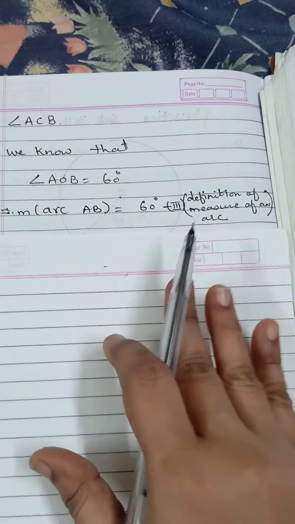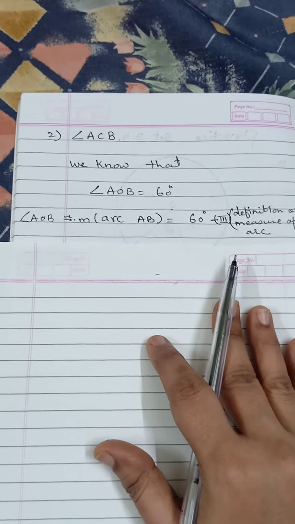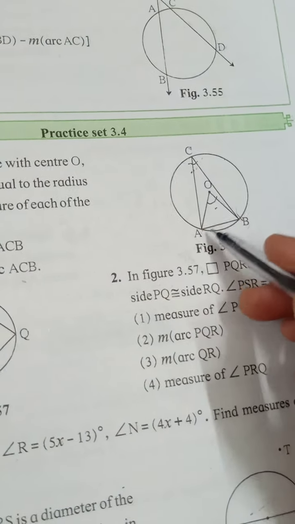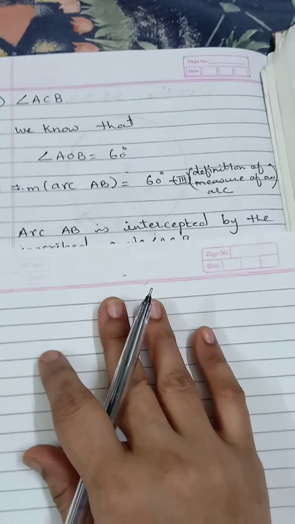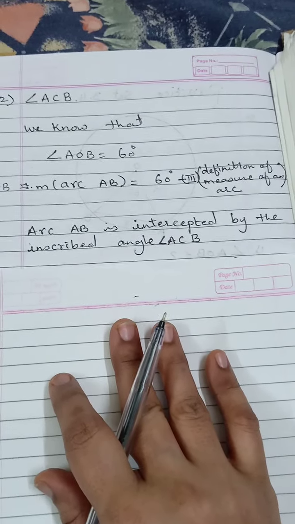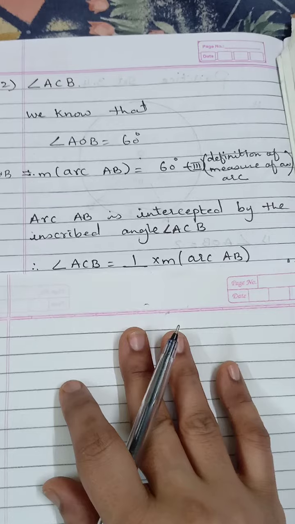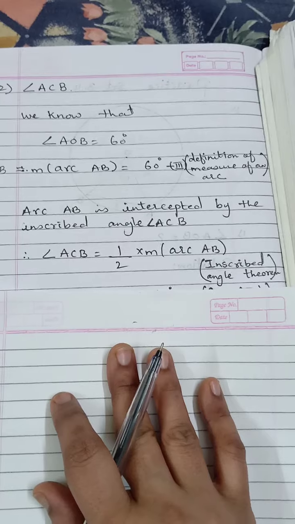Now I have given it equation number 3 because 1 and 2 we already took in the first sub question. So we have got major arc AB as 60 degrees. Now ACB is the inscribed angle by intercepted arc AB. So the same statement we will take here. Arc AB is intercepted by the inscribed angle ACB. Therefore, angle ACB is half of major arc AB, and the reason is the inscribed angle theorem.